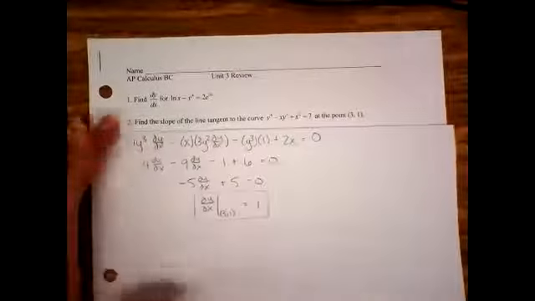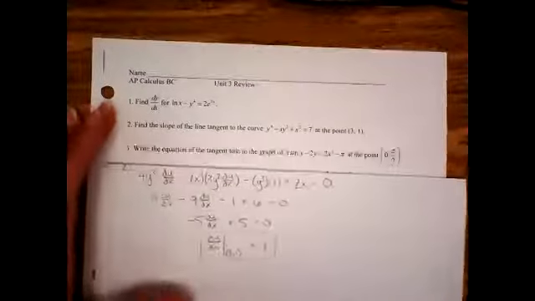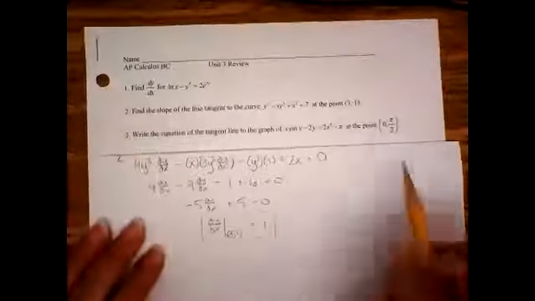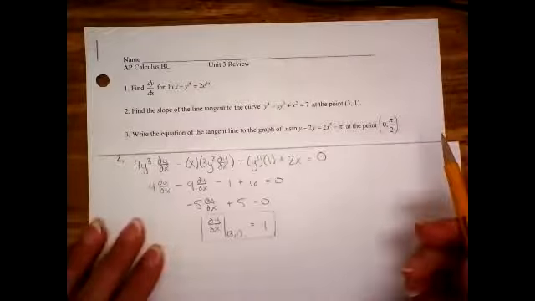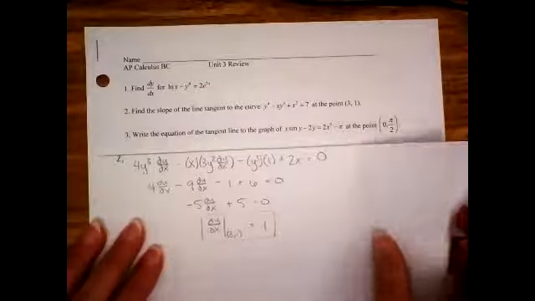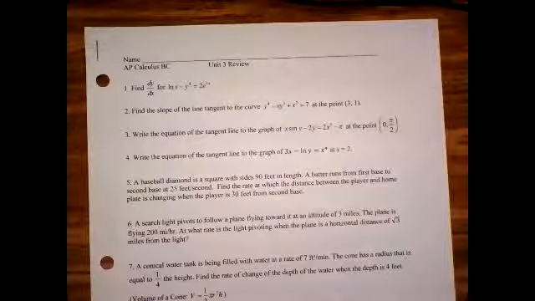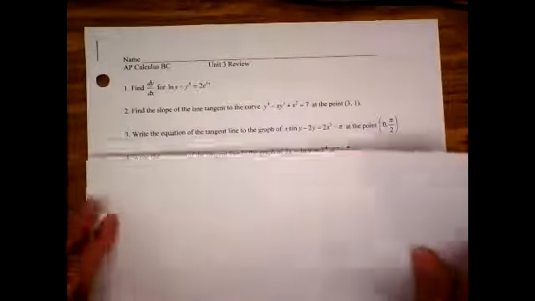All right, number 3, write the equation of the tangent line to this graph at the point. All right, so to write an equation, you need a point and a slope. You have the whole point, so that's good. You just need to find the slope of the tangent line, which is the derivative. So same thing like we just did in question 2.